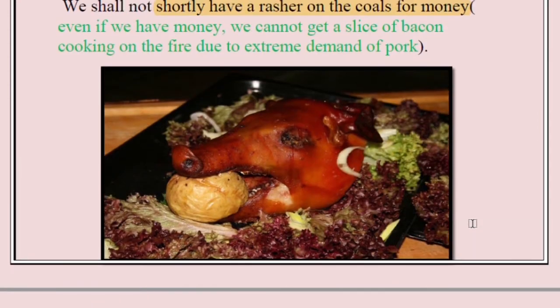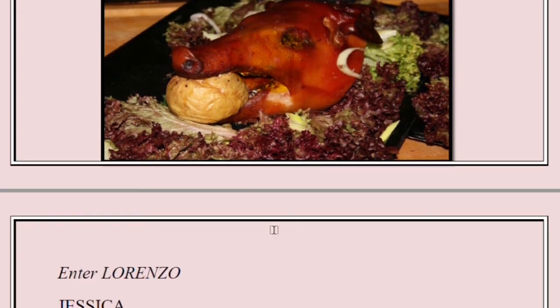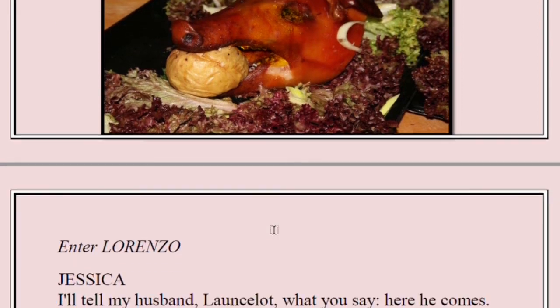Now this picture I have kept over here just to show that there is a kind of dish made out of pig's meat, and this is a roasted form of it, where you roast the full pig and then stuff some apples or sometimes different kinds of fruits in its mouth and serve it whole on the table. So this is a kind of dish that people who love pork will know.